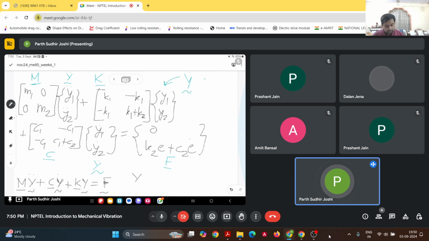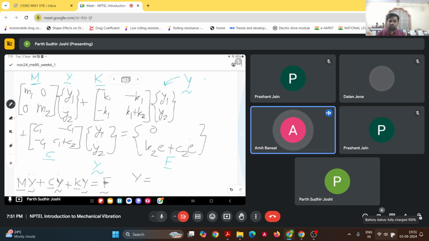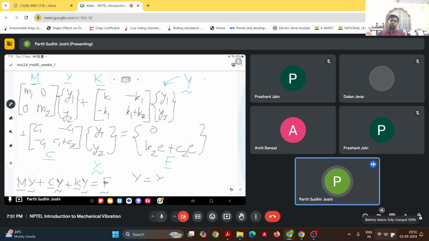So if y is the solution to this, how do we find the solution in this case, for forced vibrations? How do you think we find out the solution? Sir, y is equal to y1 e raised to power st. Yeah, that is right.